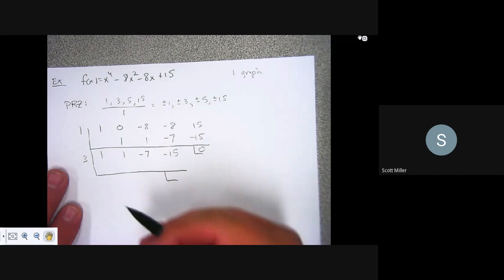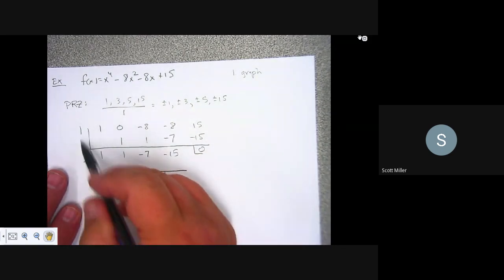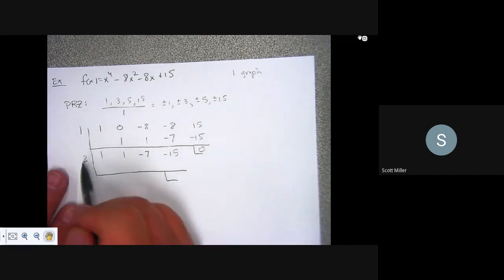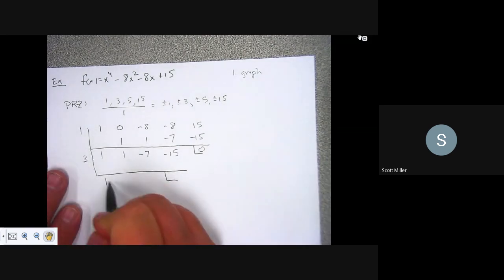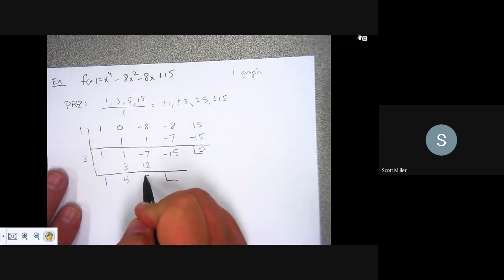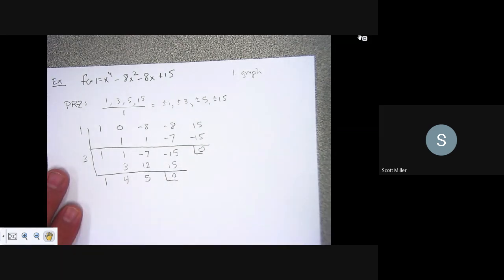Just continuing this process helps keep factoring this problem out. Each time we do one of these zeros, we're also factoring out a factor of x minus these numbers. Bring down the first number, and you multiply. Then you add. Then you multiply. Add. Multiply. And sure enough, that one works.